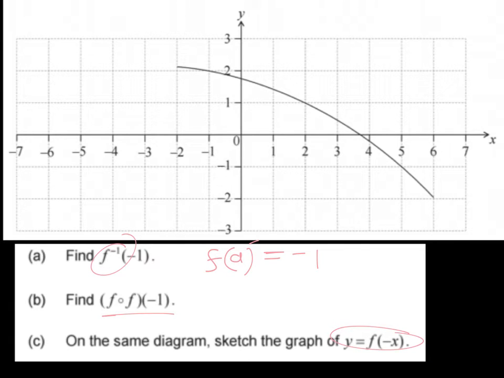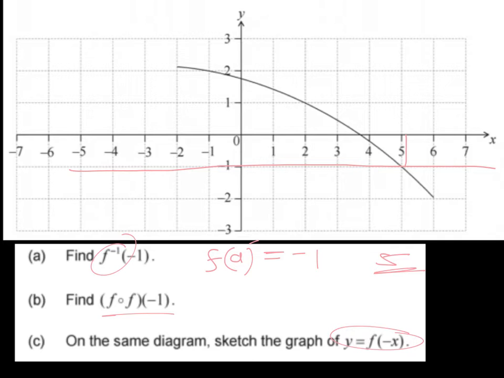So we're looking for an output of -1, so we can draw a horizontal line across here at -1 and recognize that if our output is -1, our input must be 5. So f of 5 gives us -1, so the inverse of -1 would give us 5.